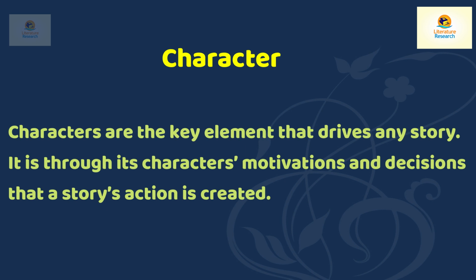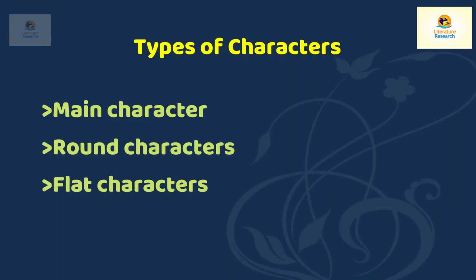It is through its characters' motivations and decisions that a story's action is created. Types of characters. Most stories will have at least one main character, known as the protagonist, think Harry Potter, and a character who acts as the protagonist's adversary, known as the antagonist, think Voldemort.